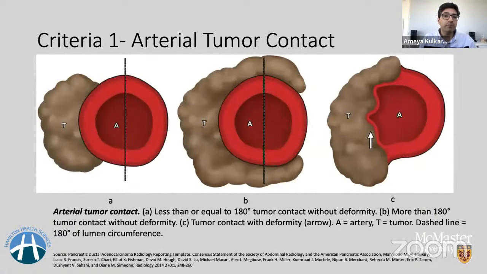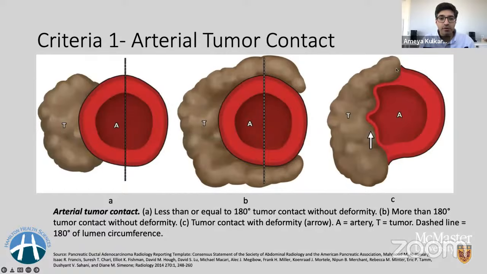Lexicon. The most important point to remember: what is meant by abutment and what is meant by encasement. If you look at these three images from this article, it is a nice graphic representation. A is nothing but your artery and T is your tumor. If you divide this vessel with just an imaginary line into two halves, if the tumor is in contact with less than half of this lumen wall, then it is nothing but abutment. But if it becomes more than that, it becomes encasement.